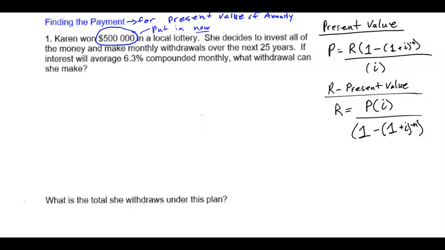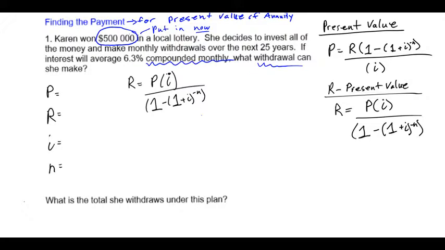Since that's the investment and it's just going to sit there as a present value, it says she decides to invest all of the money and make monthly withdrawals. So basically we're going to pull out that money for the next 25 years, and we're going to do that every month. Now, let's start by taking a look at the idea that we have a withdrawal. If they ask for withdrawal, we have to use this basic equation.